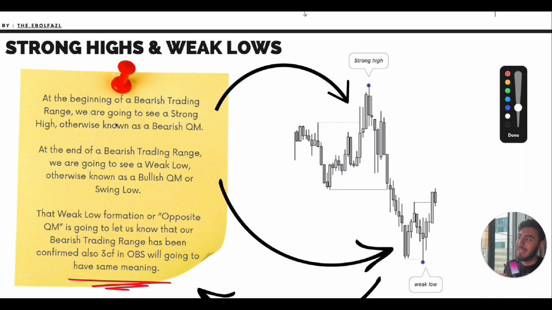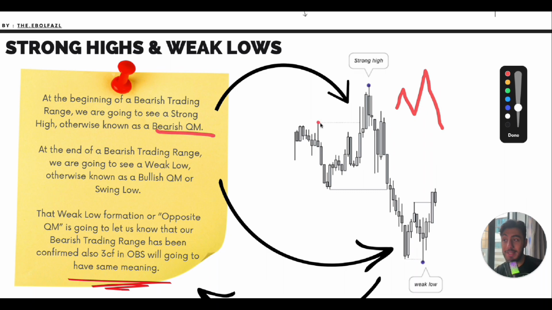We are going to see a strong high, otherwise known as a bearish QM. So in the bearish trading range, the first thing that you're going to look for is the strong high. Just take a look. What is the strong high? The strong high is a bearish QM. What is the bearish QM? A stop hunt to the upside and a break of market structure to the downside.